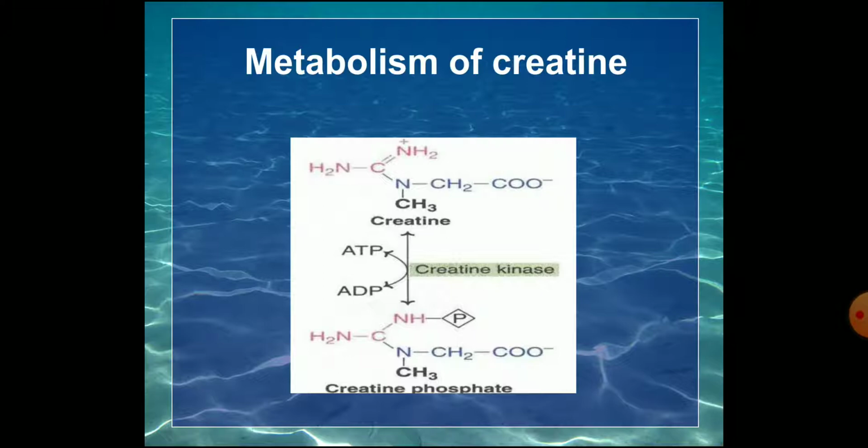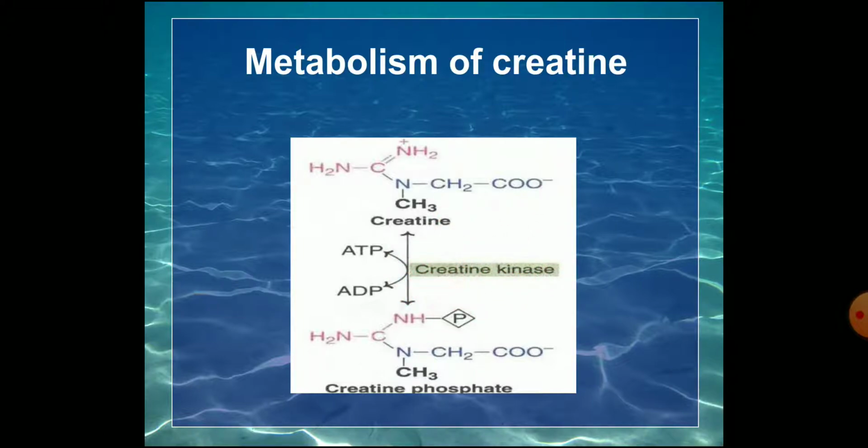The creatine later on is acted upon by the creatine kinase enzyme. We have studied creatine kinase in isoenzymes or clinical enzymology, where there are isoenzymes of creatine kinase, that is CK-MB, etc. This creatine kinase is present mainly in the muscle, and there it combines with ATP to form ADP and creatine phosphate. So the creatine is converted to creatine phosphate. The phosphate group is donated by the ATP in the presence of the enzyme creatine kinase.